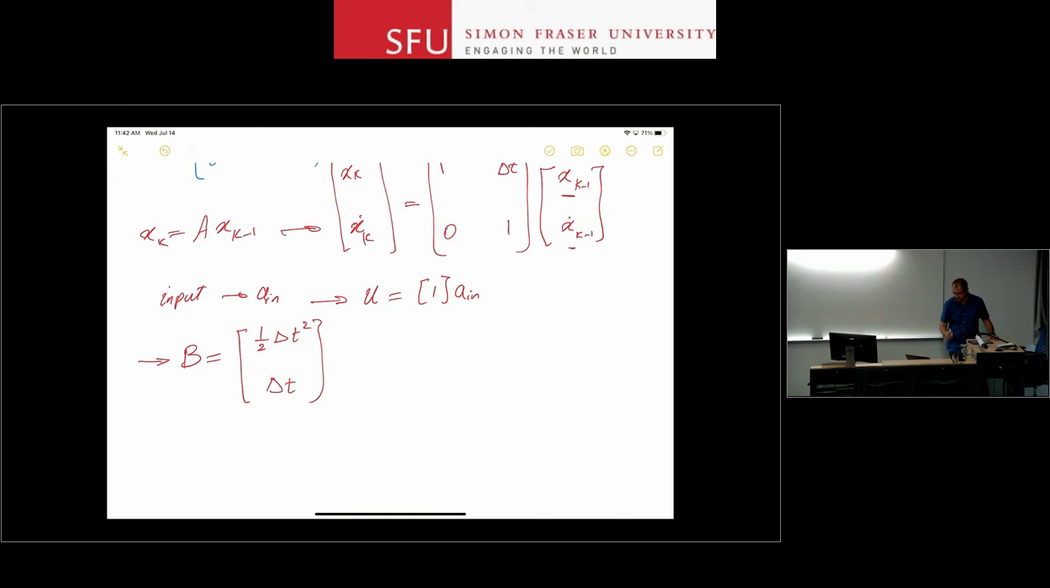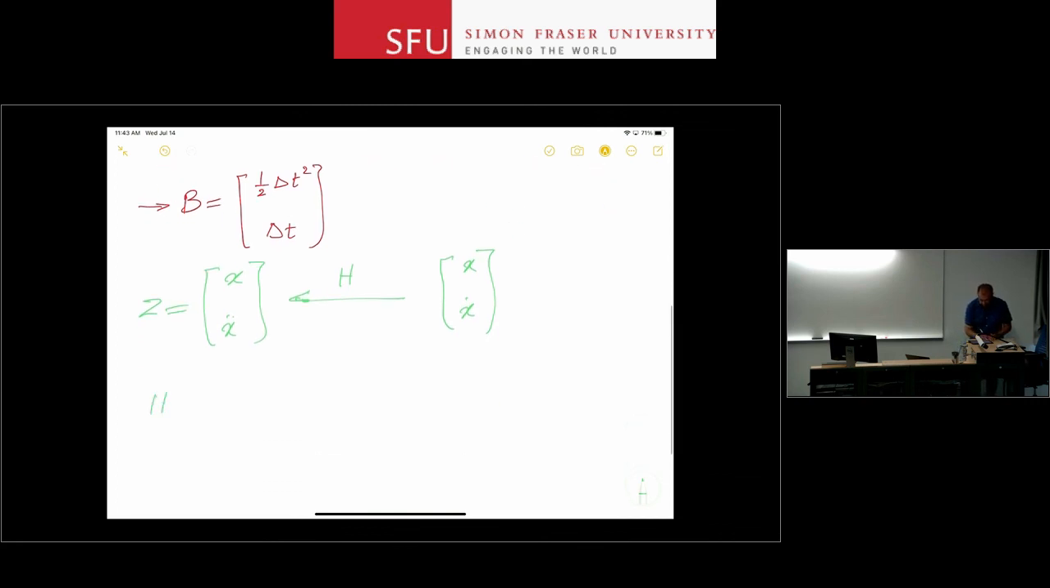Right? And then what you're doing here is that your z vector, finally, you're measuring x and acceleration. You're measuring those two parameters. And you want to convert that to x. You want to find an H matrix that converts the system variables into this. So H takes your system variables x and x dot into that. And that way you can see that H has to be like this.